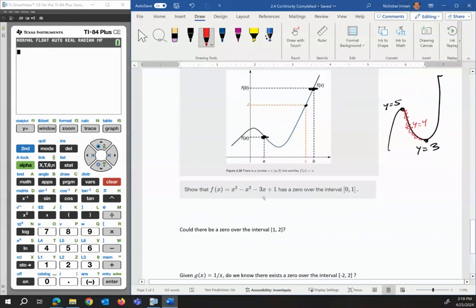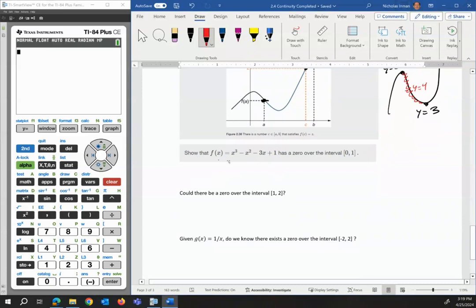Now, why is this important? Well, this is why. If we have a function and we have this interval 0, 1, well, f of 0, if I plug in 0, 0 minus 0 minus 0 plus 1, that's 1. F of 1, 1 minus 1, that's 0, minus 3 plus 1, that's negative 2. You see how those y values go from positive to negative? My graph was up here, now it's down here.